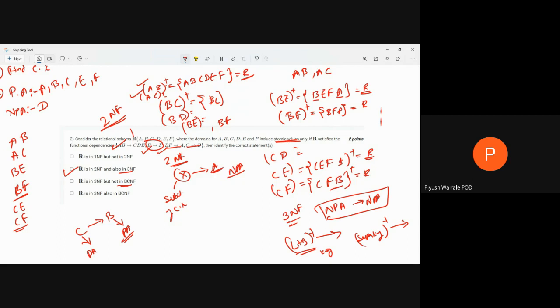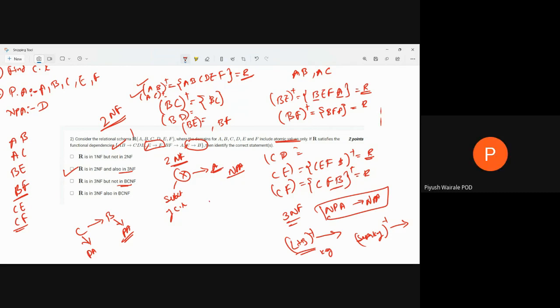This is allowed. BF is also allowed. But EF and CB, you can see the left hand side is not a super key here, right? It is not a super key, so it is not in BCNF because it violates this condition. Left hand side must be a key.